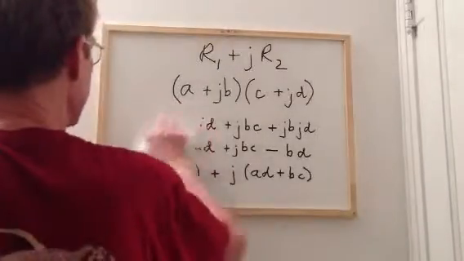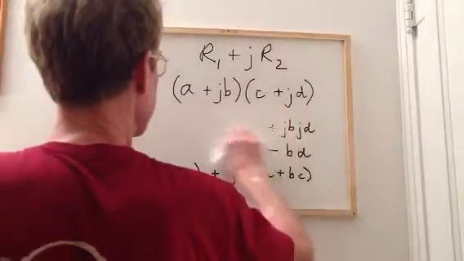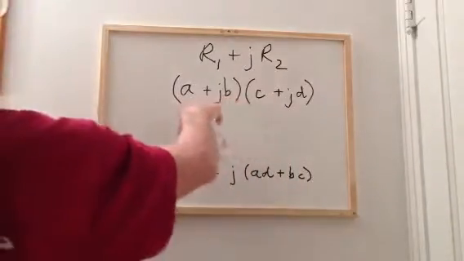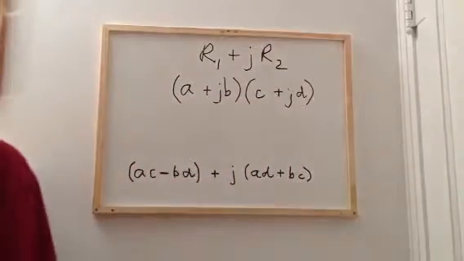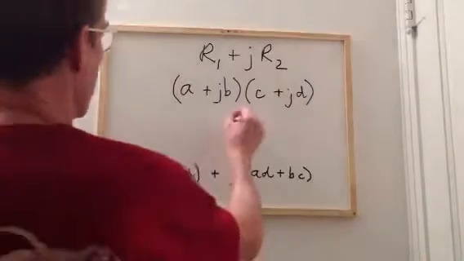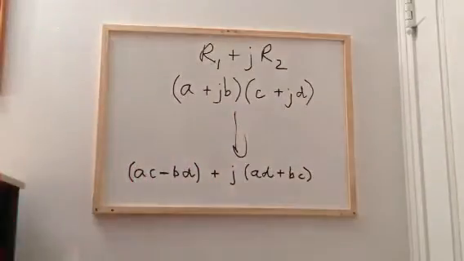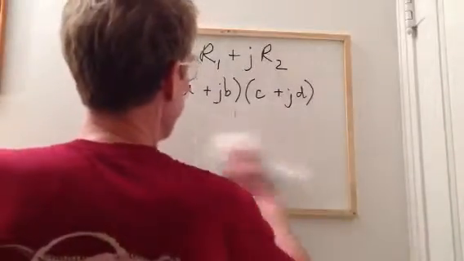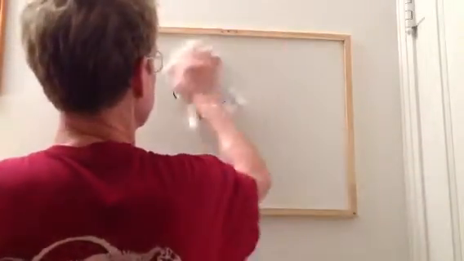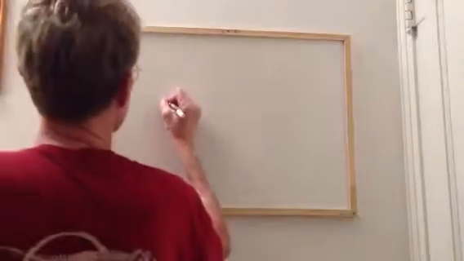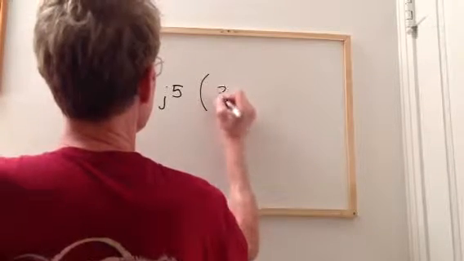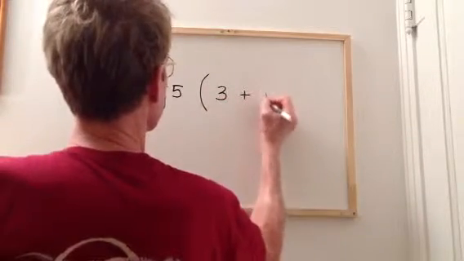So, you get rid of these intermediate steps like this, and we can say that when we multiply these two complex numbers together, we get that. That is the general form. Now let's take a specific, simple example. Let's multiply J5 times 3 plus J4.